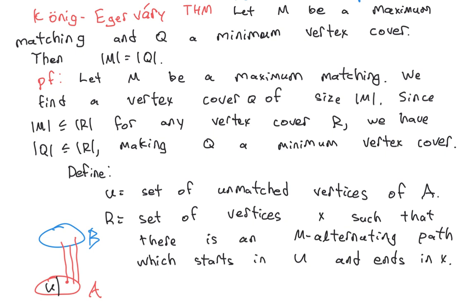Instead, we're going to look at paths that start in U and are alternating and end in B. And for each of these endpoints, we're going to call that R. So our set R is going to be the set of vertices that are on the end of an alternating path that starts in U. Note here that this R can also include vertices down here.